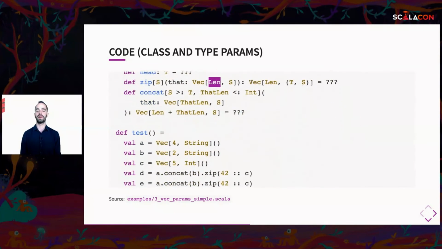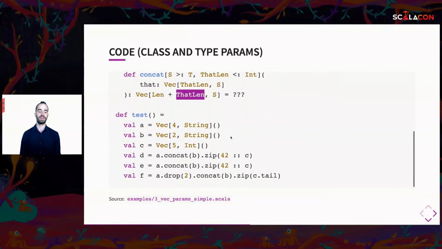And the result will also have the same length, but the elements of the return vector will be pairs because I'm zipping. For concatenation, I have another parameter here that is the size of the dat vector. So that can be any size, but the result will be precisely typed as a vector of size length plus dat length. So here you can see some examples, and that's all things that already work today.